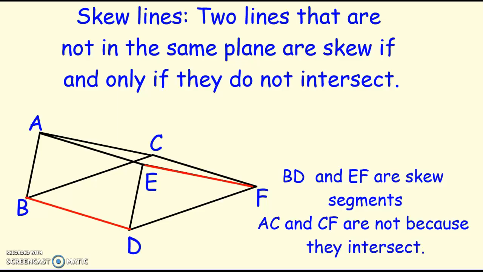The next type of line is skew lines. Skew lines are two lines that are not in the same plane, and they are skew if and only if they do not intersect. So line BD and line FE are skew segments because they do not intersect, and they are not on the same plane. AC and CF are intersecting lines, and they create one plane, if you remember that theorem.